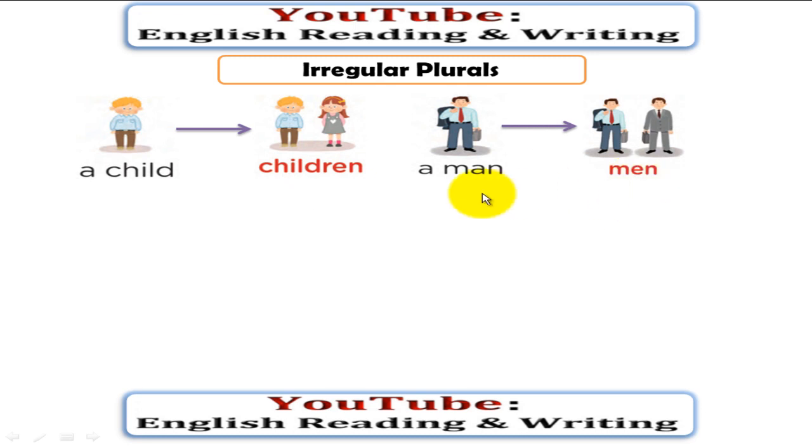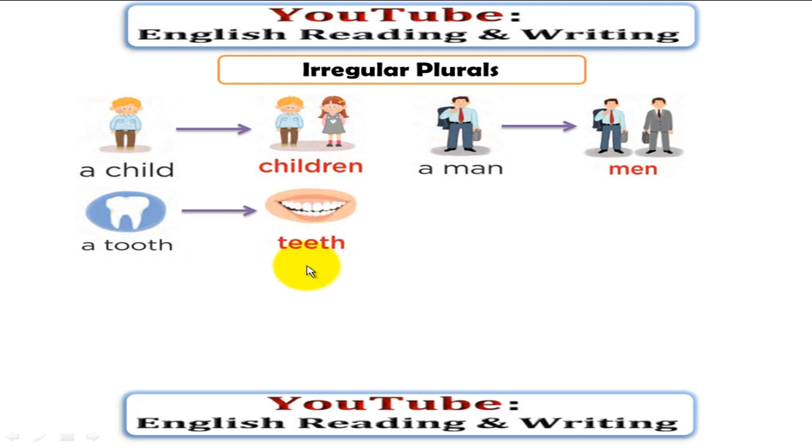Men with E, not with A. A man, singular, men, plural. Another example, a tooth. Plural, teeth. So there is no rule, we just have to learn them by heart. Another example, a foot. The plural is feet.